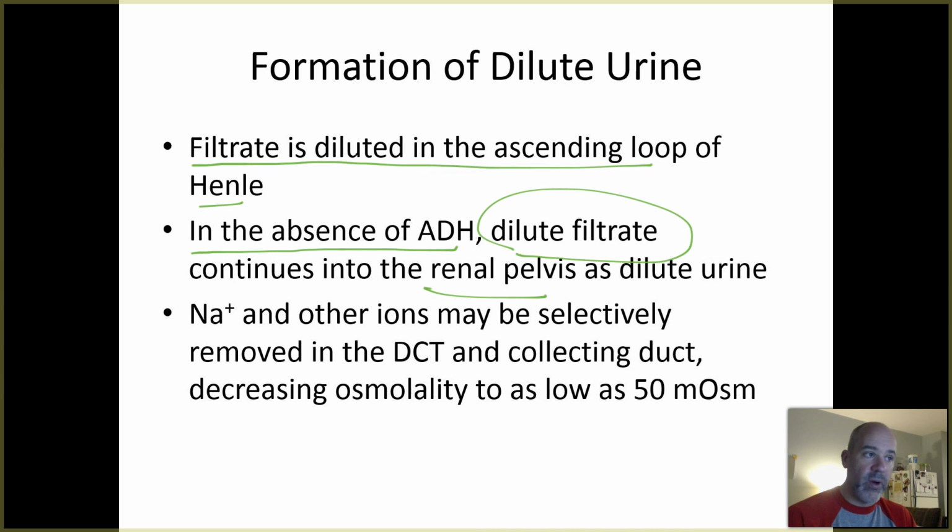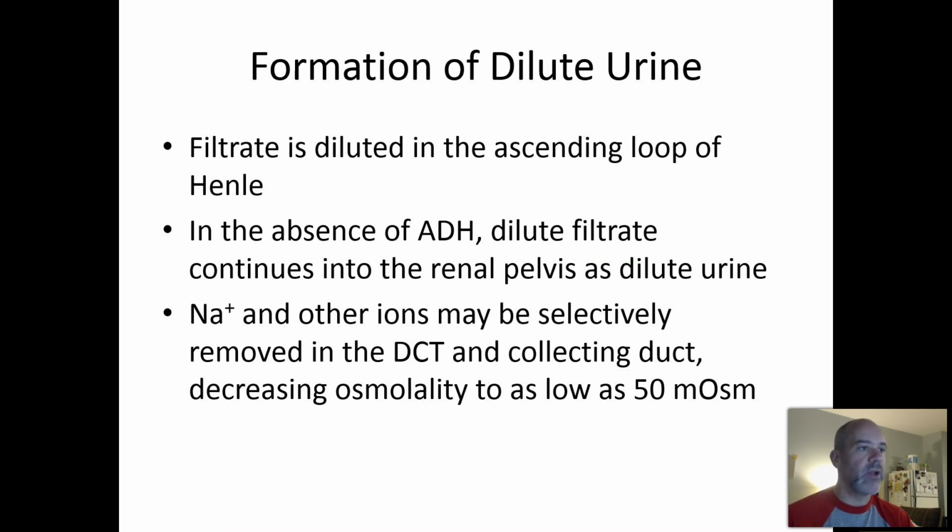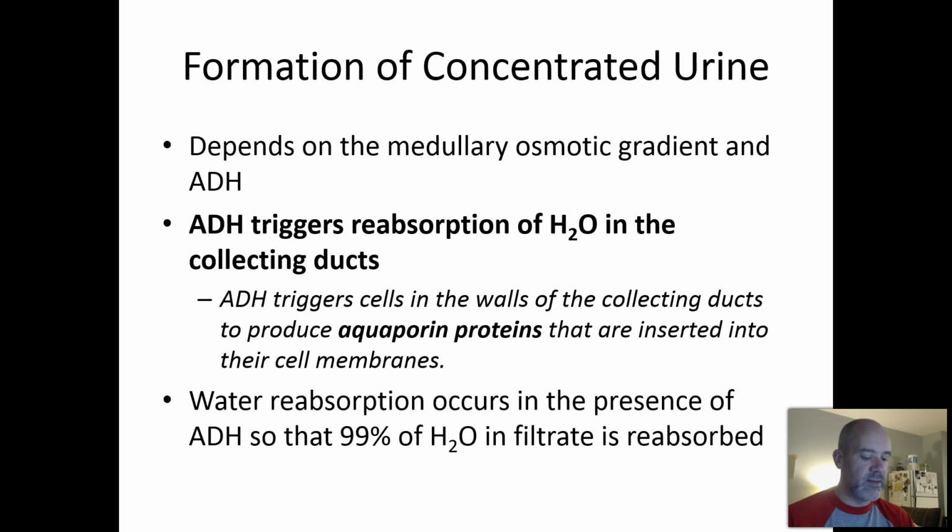In addition, the urine can become extremely dilute because in the distal convoluted tubule and the collecting duct, under the influence of things like your aldosterone hormone, sodium and other ions might be removed. So your osmolality could drop as low as 50 before that urine actually makes it all the way down to the renal pelvis. So it can be extremely dilute in some cases.